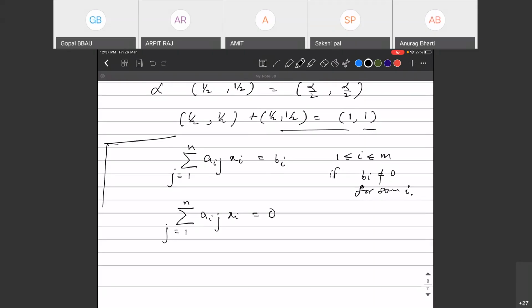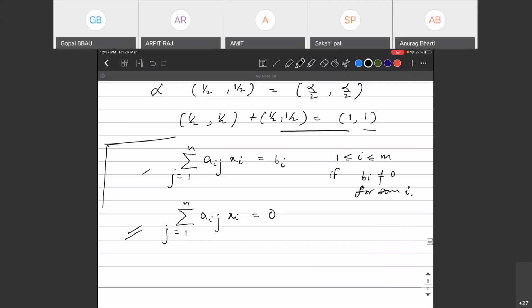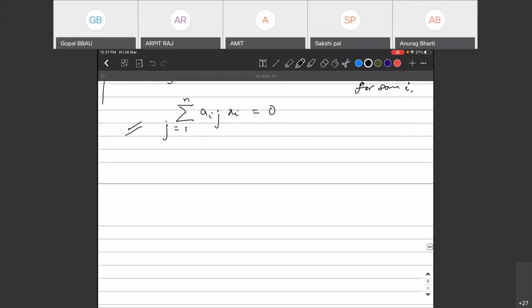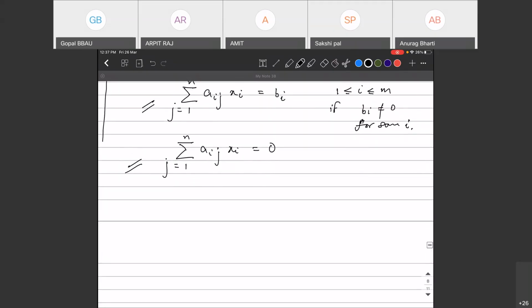So is there any relation between the solution of this homogeneous system and the solution of the non-homogeneous system? Let's see this. Let's see how I should write this.